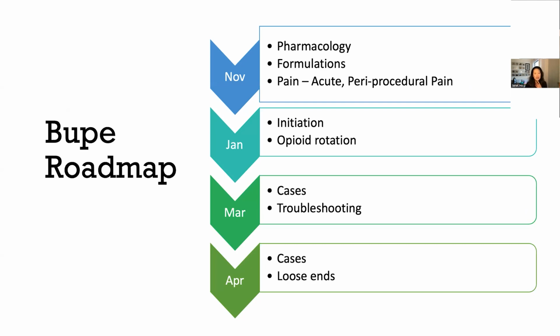In the next session, which is the second part of this building blocks piece, we'll talk about different initiation strategies and then do a lot more practice and discussion about rotating between Bupe products, between Bupe formulations, and between buprenorphine and full opioid agonists, plus some of the more nuanced specialty pain procedures. And then in March and April, the topics are TBD for whatever comes up as you're putting this into practice and reviewing cases, both that I have to share and that you have to share as well.